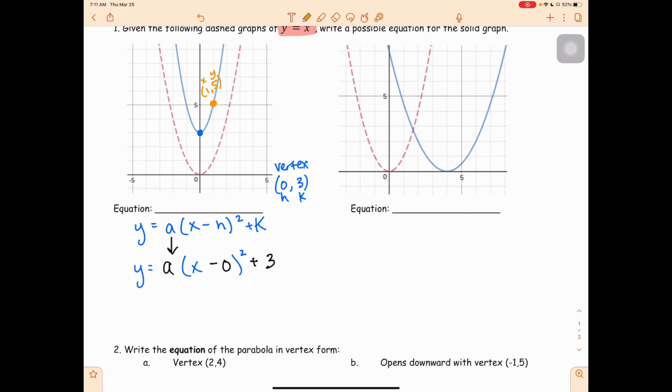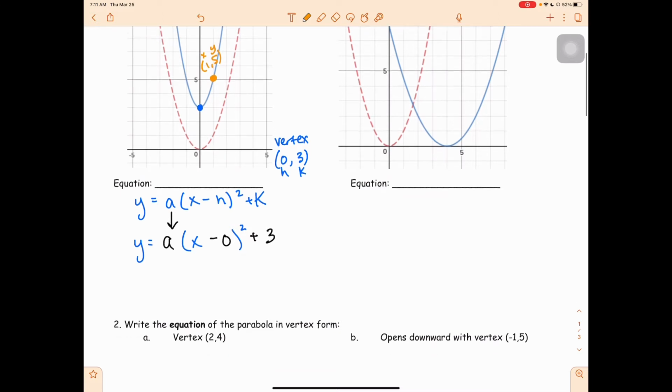Okay, so I don't know for sure that a is just 1. And it actually doesn't look like it will be. See, normally the pattern is you go to the right one, up 1, and then there's your next lattice point. But that does not happen here. We go over 1, up 1, we're not on the parabola. We have to go up 2. So what does that mean? What does that mean that a is?